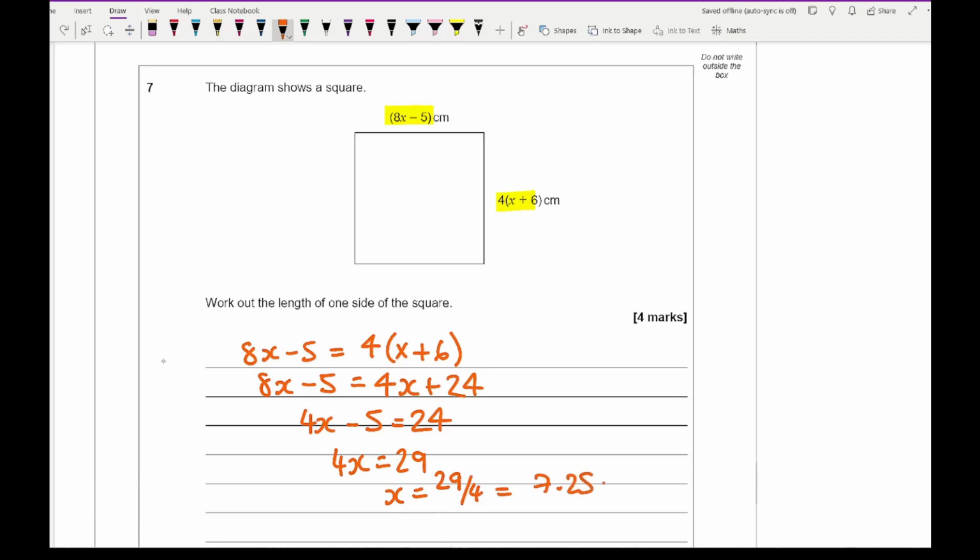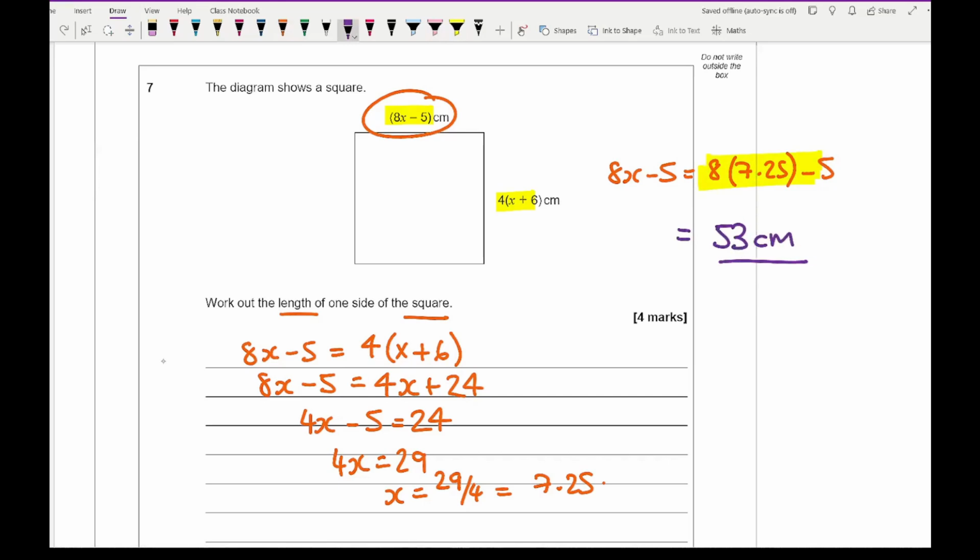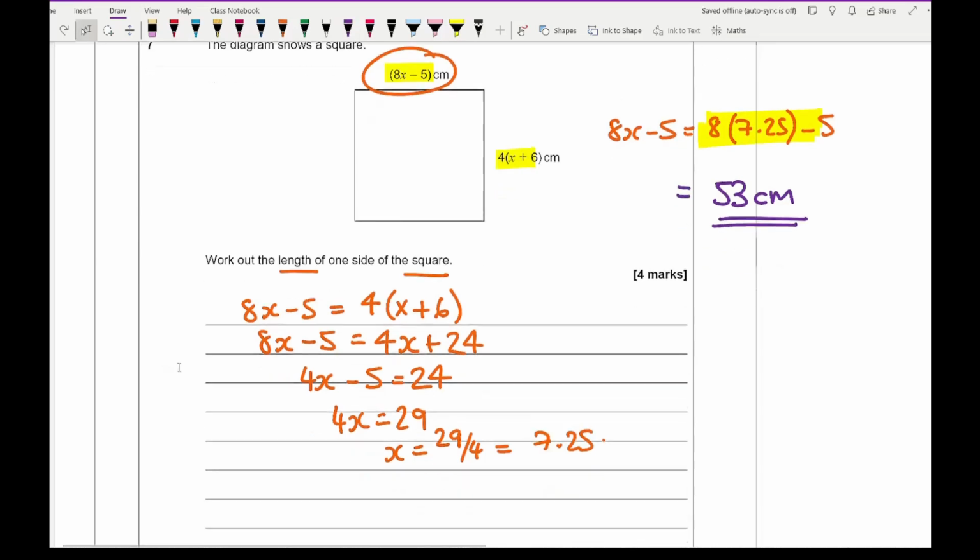Now I've not quite finished the question, because the question is not asking me to find out x, it's asking me to find the length of one of the squares. So if I take the easy expression, I'm going to take 8x minus 5. So 8x minus 5 equals 8 times 7.25 minus 5. And if I type that all into my calculator, I end up with the final answer of 53 centimeters. And there is the answer for that one.